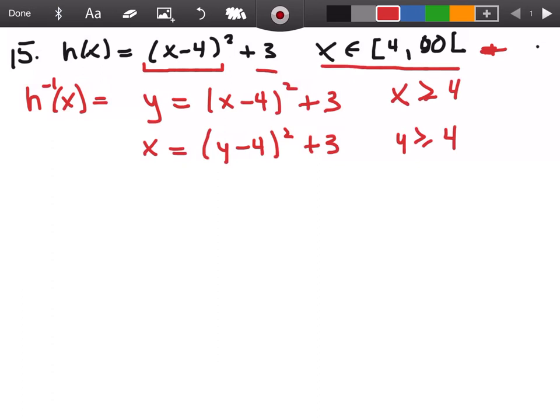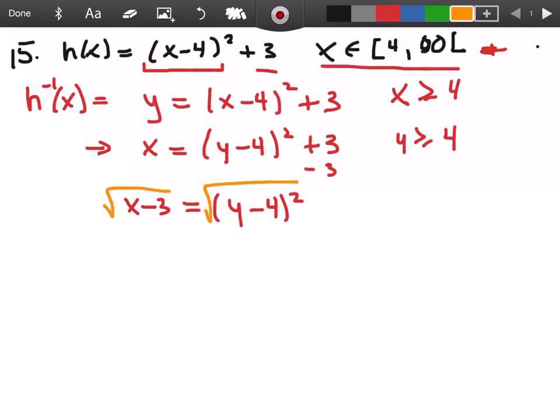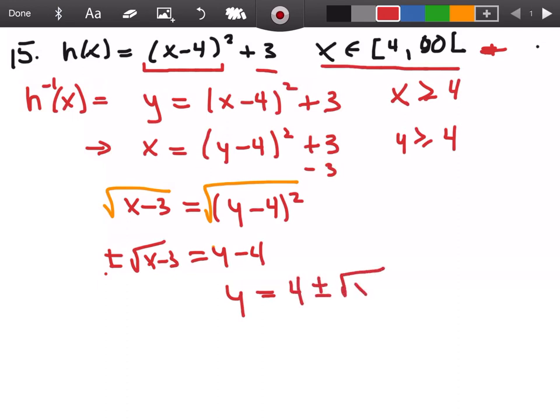Now we go ahead and rework this equation to get y by itself. So I'm going to subtract 3 from both sides, x minus 3. And then they kind of give us a little bit of a break because the y is all inside that quantity, so we can square root both sides. Then when we square root both sides, we'll have y minus 4 on this side, and plus or minus the square root of x minus 3. Then to get y by itself, I'm going to bring the negative 4 over. It's positive 4 plus or minus the square root of x minus 3.